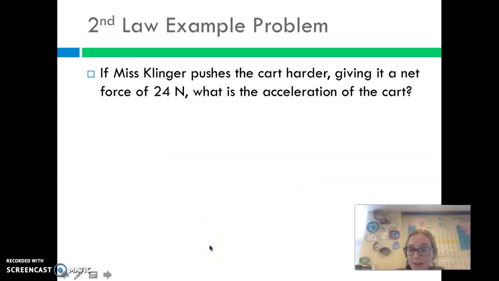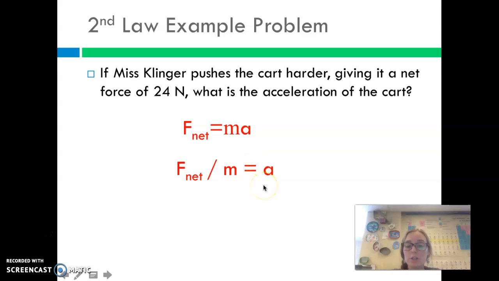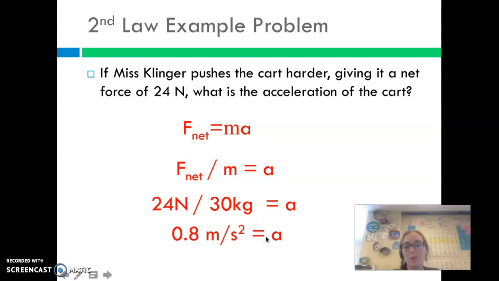Another example, if we had to solve for acceleration now with that same size cart, I have my equation F net equals ma. I need to solve for my acceleration. So I rearrange my equation, F net over m equals a. So then I do 24 newtons divided by my 30 kilogram cart equals my acceleration, which here will be 0.8 meters per second squared.